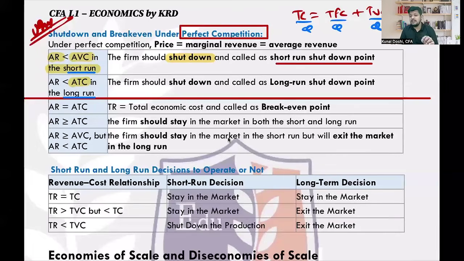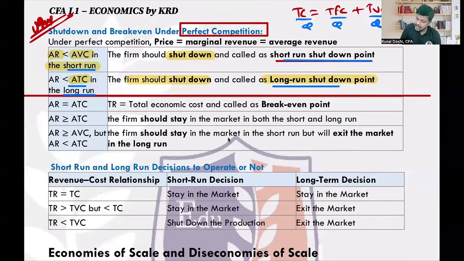But in the long run, if the company is not able to cover its average total cost, then the firm should shut down in the long run. This is called the long run shutdown point. So short run shutdown point is when the average revenue is below average variable cost. Long run shutdown point is when the average revenue is below the average total cost. Correct?